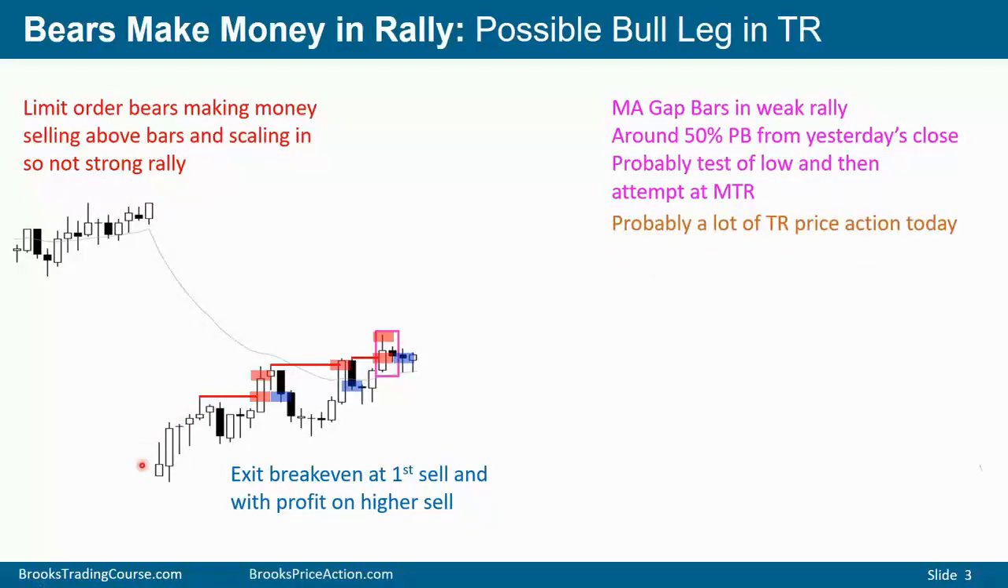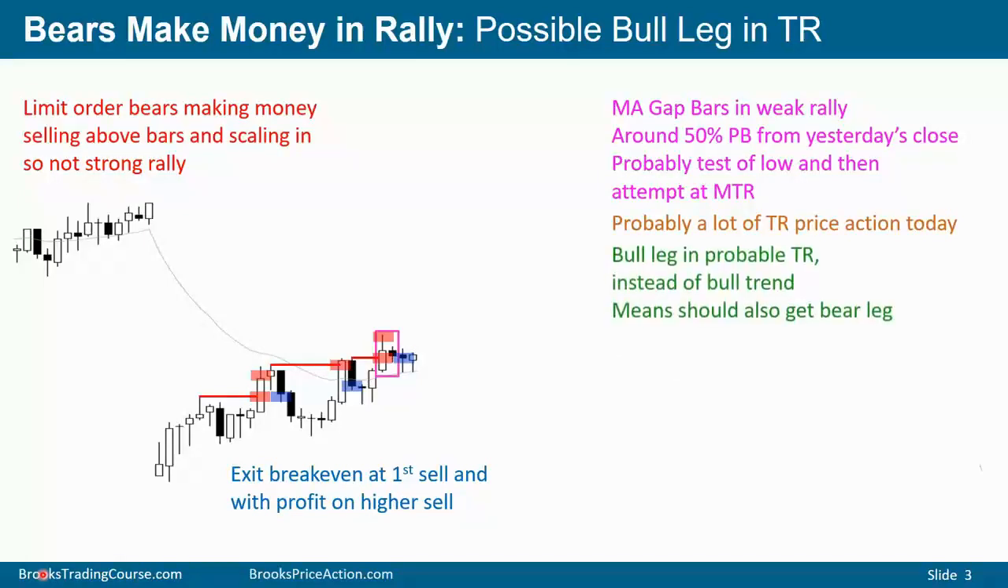5 dojis in the first 6 bars, bad follow through after every bull bar, limit order bears making money during a rally. Those are all signs of trading range price action, and they increase the chances that there will be a lot of trading range price action today. Therefore, traders will look at this rally and conclude it's probably a bull leg in what will become a trading range. And if it's a trading range, the bulls will look to take profits earlier than they might otherwise.